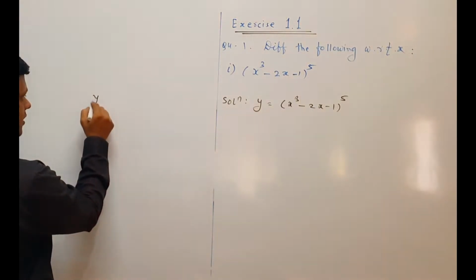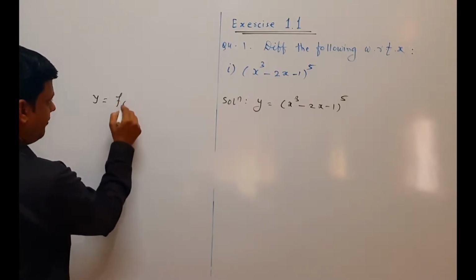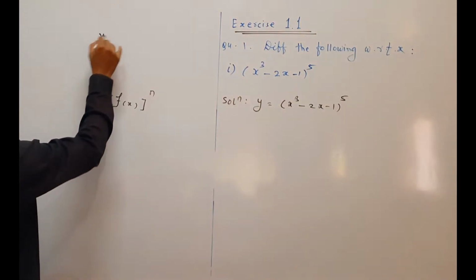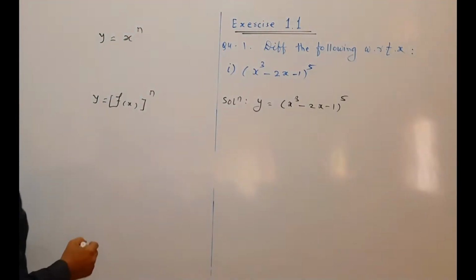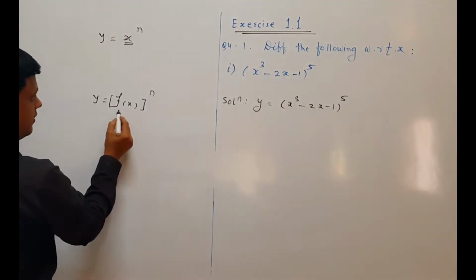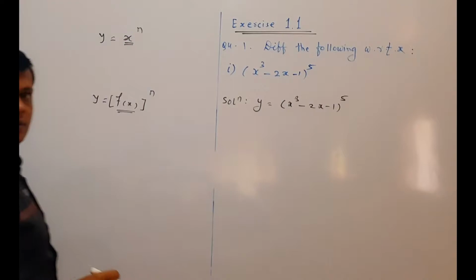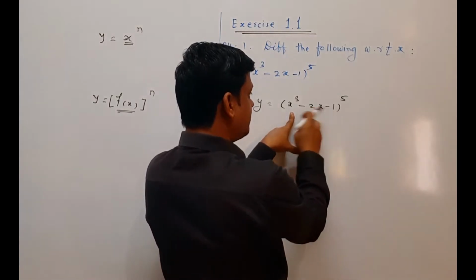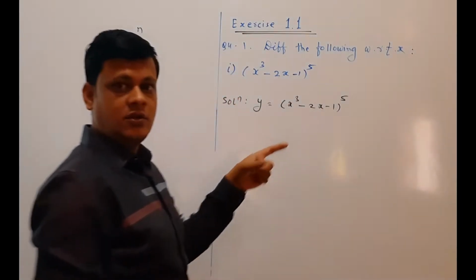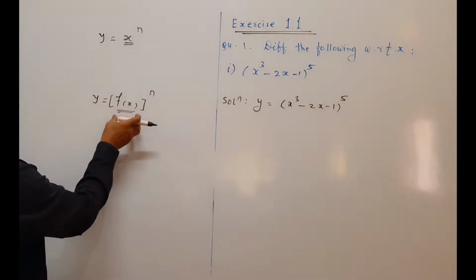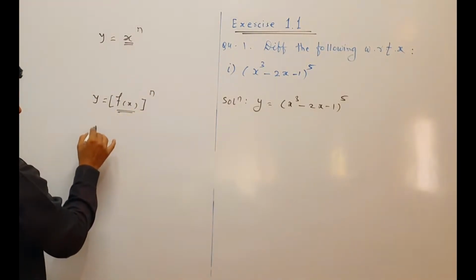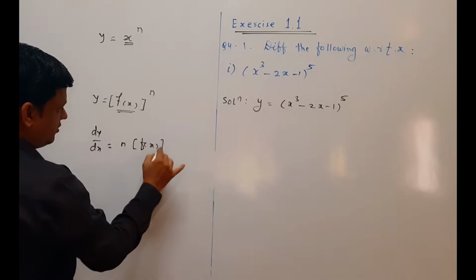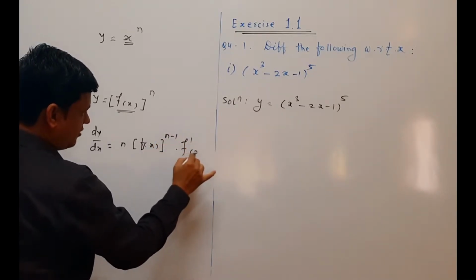So first we observe this is of the form y equals f of x in brackets raised to the power n, because we know the standard form y equals x raised to the power n. Here in place of x there is a function, x cube minus 2x minus 1, that is an algebraic function. So we have to find the derivative of y equals f of x raised to the power n as dy by dx equals n into f of x raised to the power n minus 1 into f dash of x.